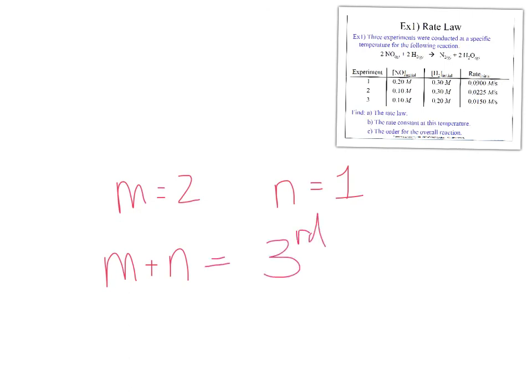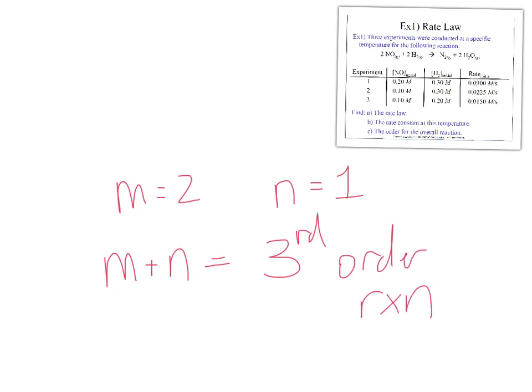And finally, the overall order for the reaction. So we know it is second order with respect to the NO, and it was first order with respect to the hydrogen gas, which means the overall reaction order, which is always M plus N, is going to be 3. So it's a third order reaction.